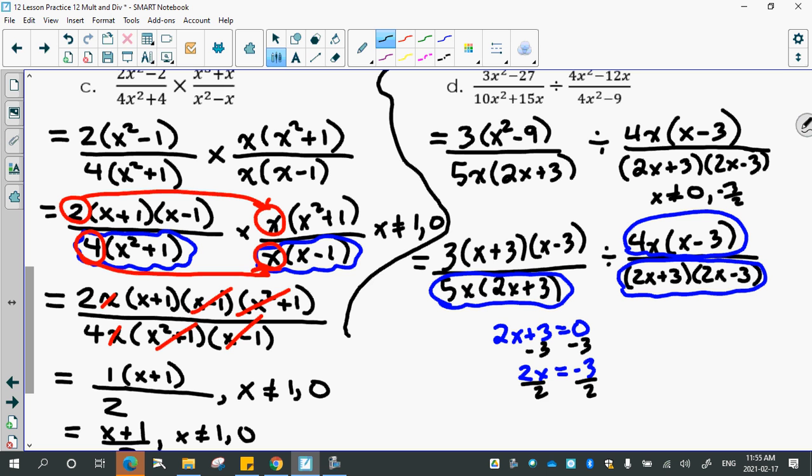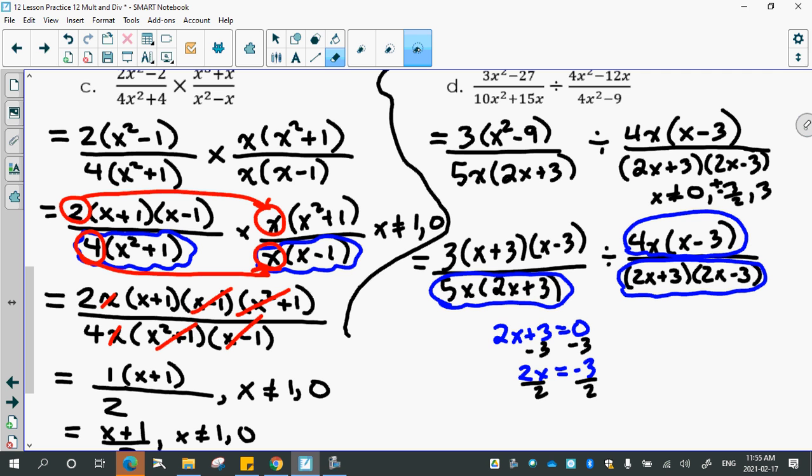What about this numerator? X can't be 0, already have it. And what about the x minus 3? X can't be positive 3. Okay, so now I've done this one. And then what about the 2x plus 3? Well, I already had that. What about the 2x minus 3? Yes, so I can change this to plus or minus 3 over 2. Does that make sense? Okay.